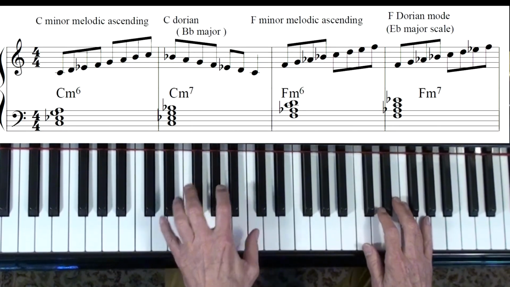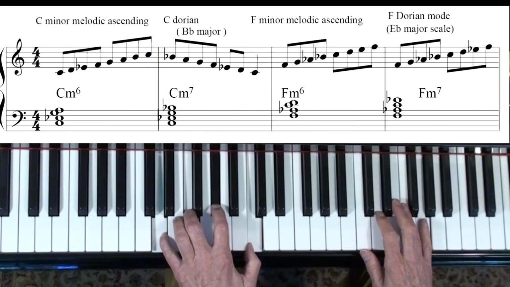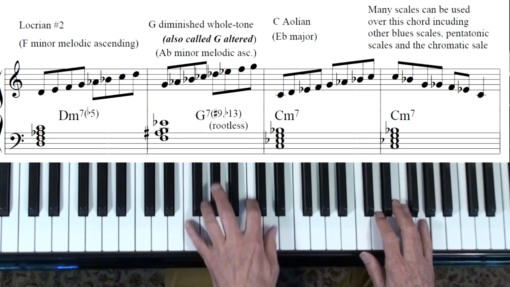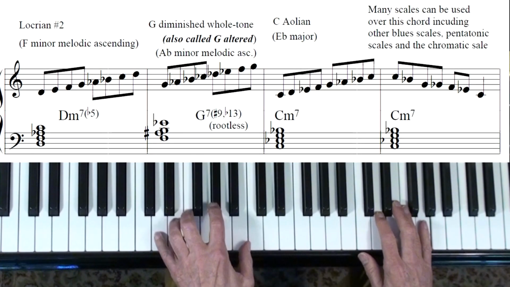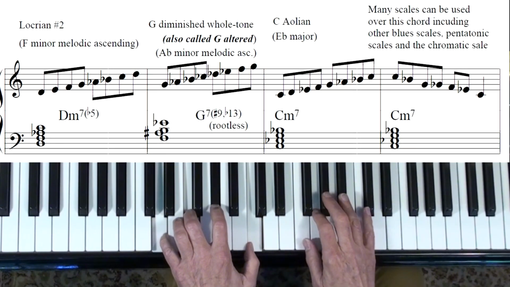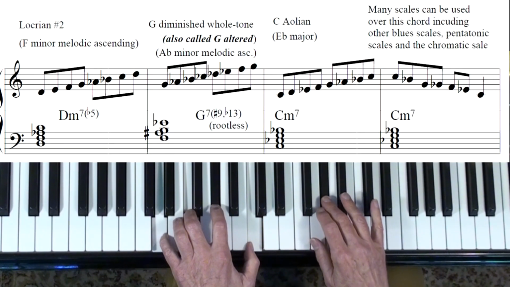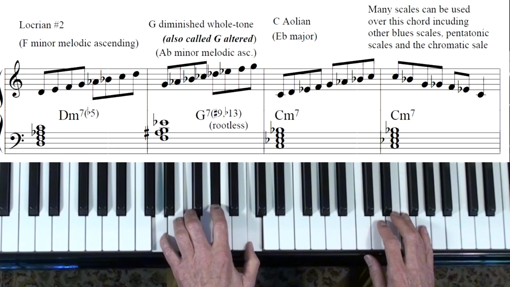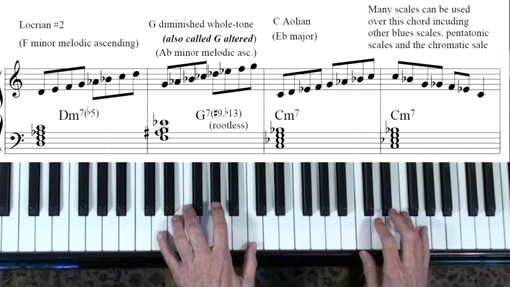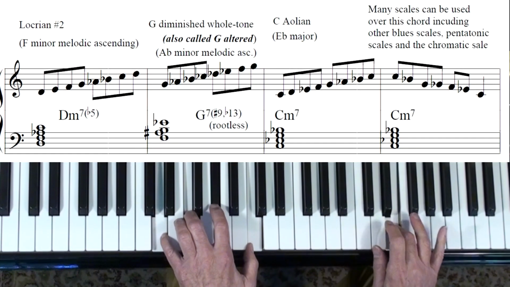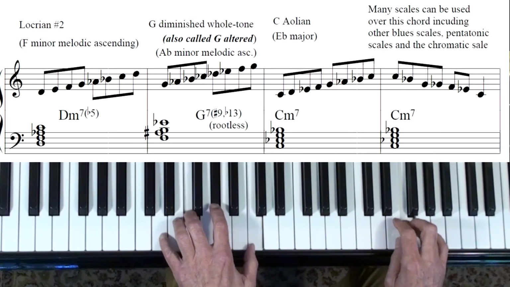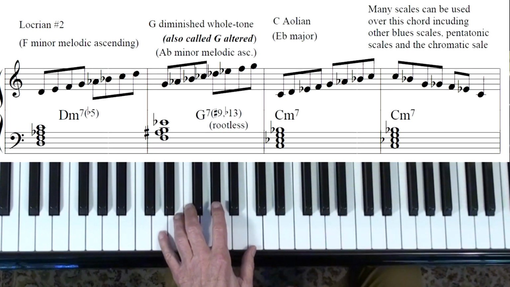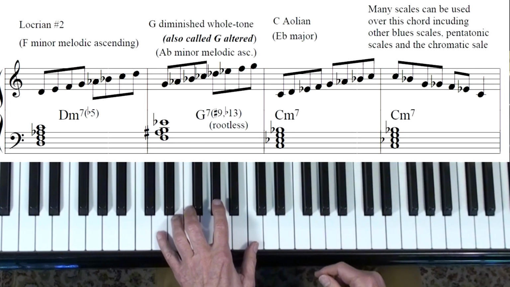All right, now we get to D minor 7 flat 5. It's the same exact notes as F minor 6. So that's why I always use F minor 7th there. But when I get to D minor 7 flat 5, I can just think of that F minor melodic ascending. And that'll give me some really nice lines. You could put some passing tones in there, but let's just stick to the scale for now.